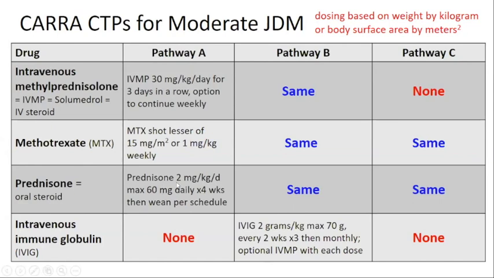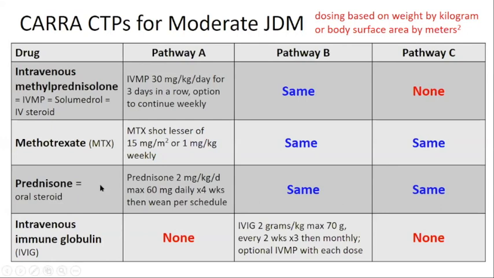And we decided for the treatment pathways that we would use 2 milligrams for every kilogram that a child weighs every single day, with a maximum of 60 milligrams every day, and then weaning or reducing the dose. And that steroid plan for the oral steroids is the same through the 3 treatment pathways.